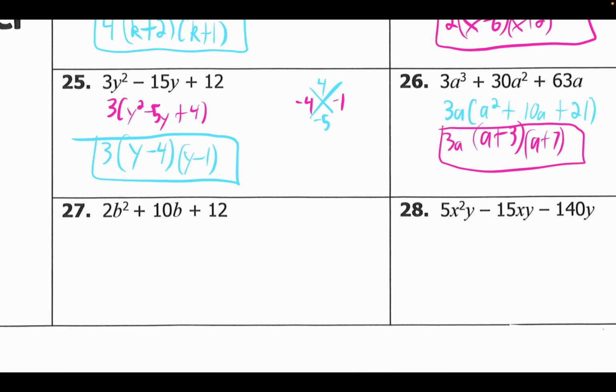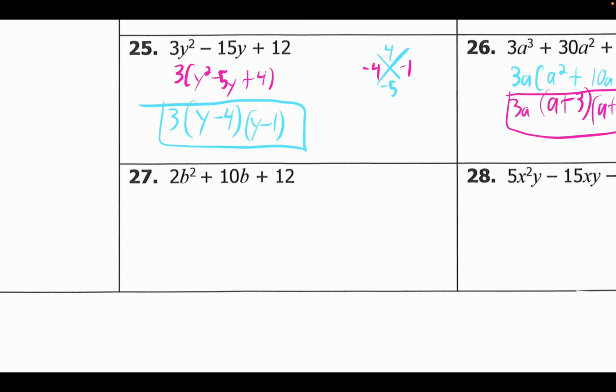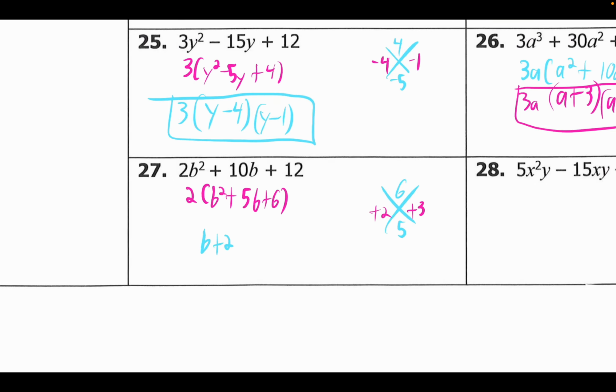Number 27, the GCF is back to just being a number. Here it's 2. And we get b squared plus 5b plus 6. Make the x, 6 at the top, 5 at the bottom. Two numbers that do the trick are going to be positive 2 and positive 3. That multiply to 6 and add to 5. So our factors are going to be b plus 2 and b plus 3, with the 2 out in front as a GCF.